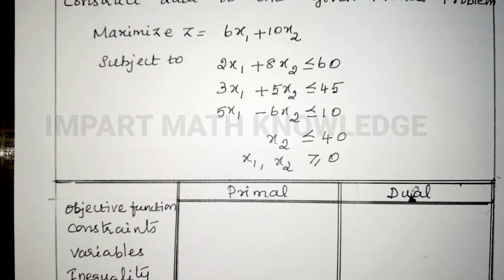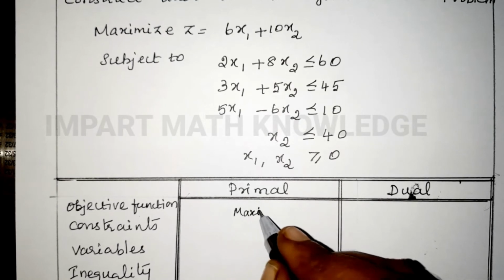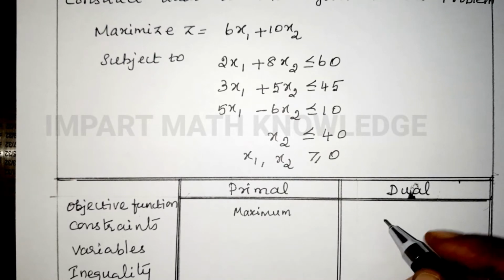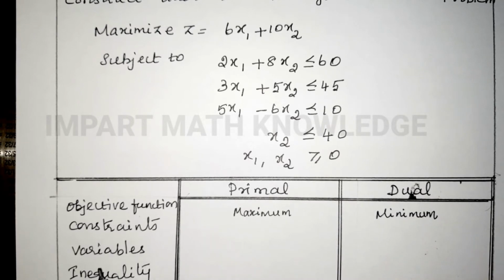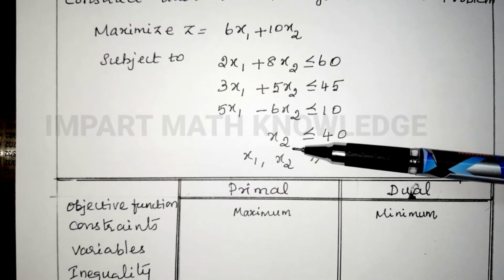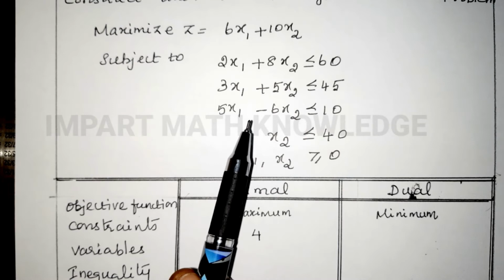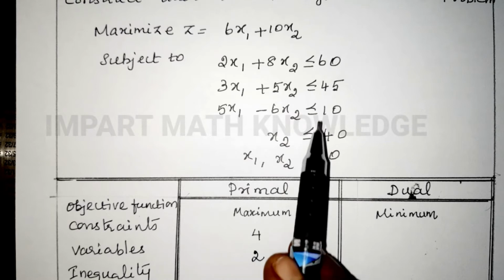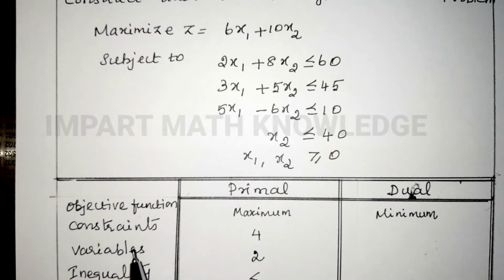In the primal problem, the objective function is maximum. So in the dual problem, the objective function is minimum. The number of constraints in the primal problem is 1, 2, 3, 4: four constraints. The number of variables in the given constraints is 2. The inequality in the given constraints is less than or equal to.